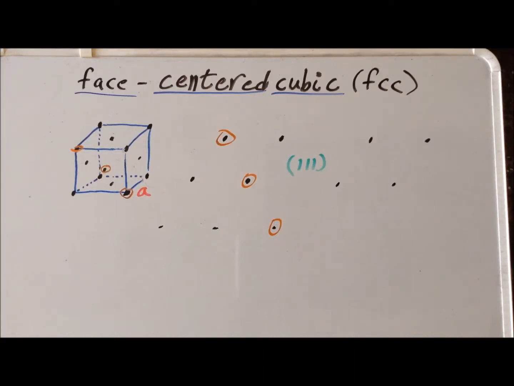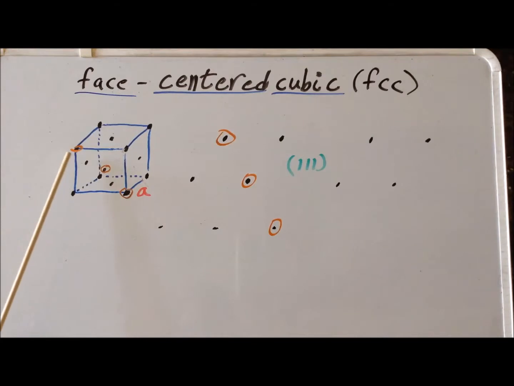Hello. In this video, we are going to tackle the face-centered cubic 111 surface. Recall that each of the crystals in the cubic system has an atom at the vertex of the cube. In the face-centered cubic, there is an additional atom at the center of each face. Now we want to represent the 111 plane.